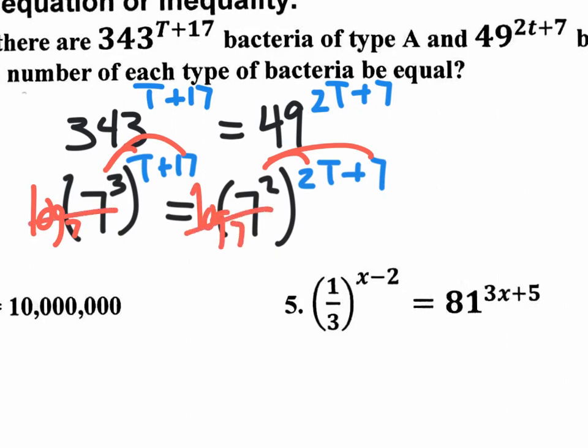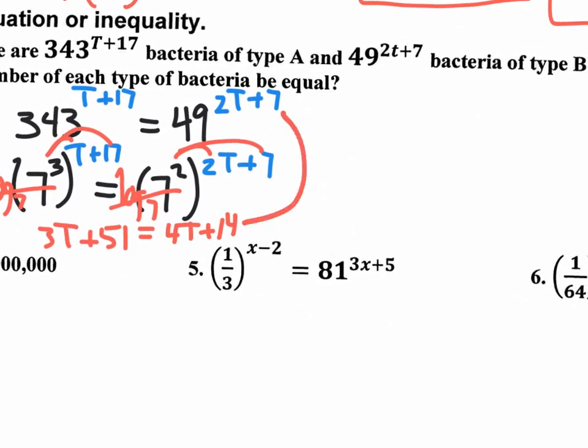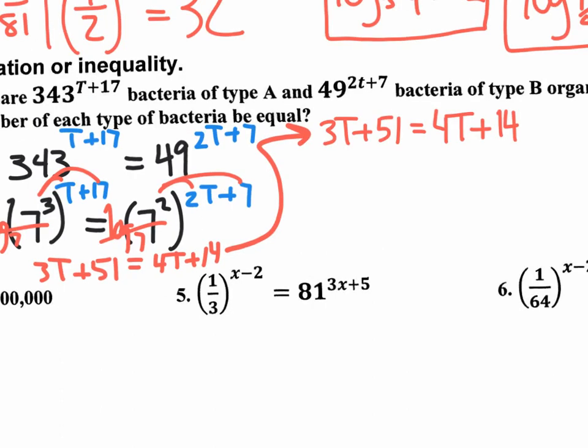So you're going to have a new equation, which will be 3 times t is 3t, 3 times 17 is 51. Bring down the equal sign, and then 2 times 2t is 4t, and 2 times 7 is 14. Okay, so we have that equation, and let me rewrite that equation up here. And let's zoom in on that equation and solve it.